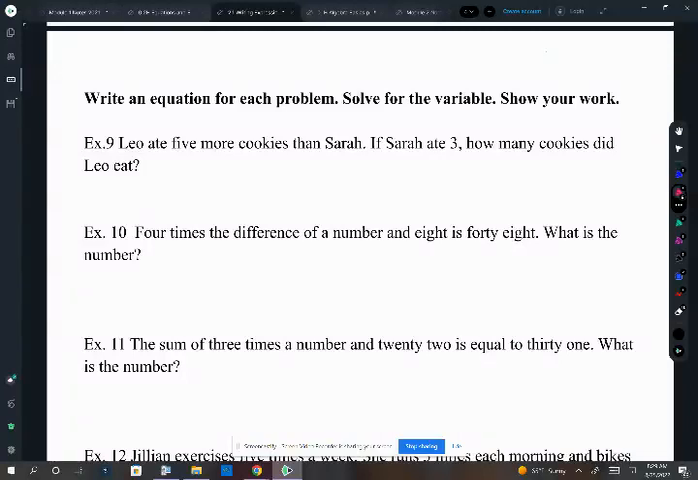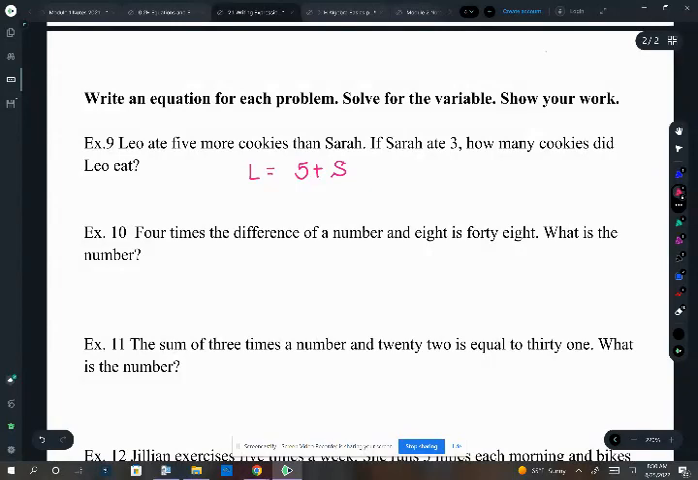Right, so now what we're going to do is practice writing equations, and then use them to solve for the missing piece. If we look at the first example, example 9, it says Leo ate 5 more cookies than Sarah. So if we just look at that statement, we know that however many cookies Leo ate, it's 5 more than how many Sarah ate.